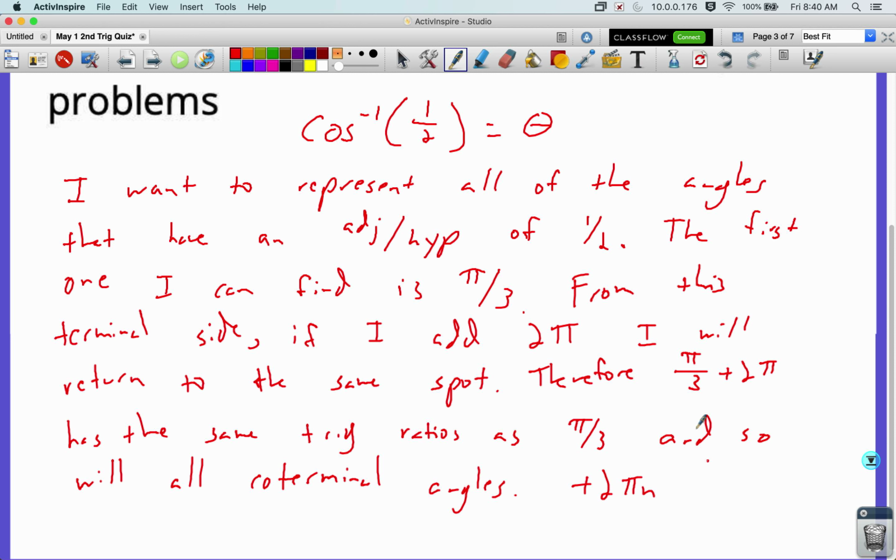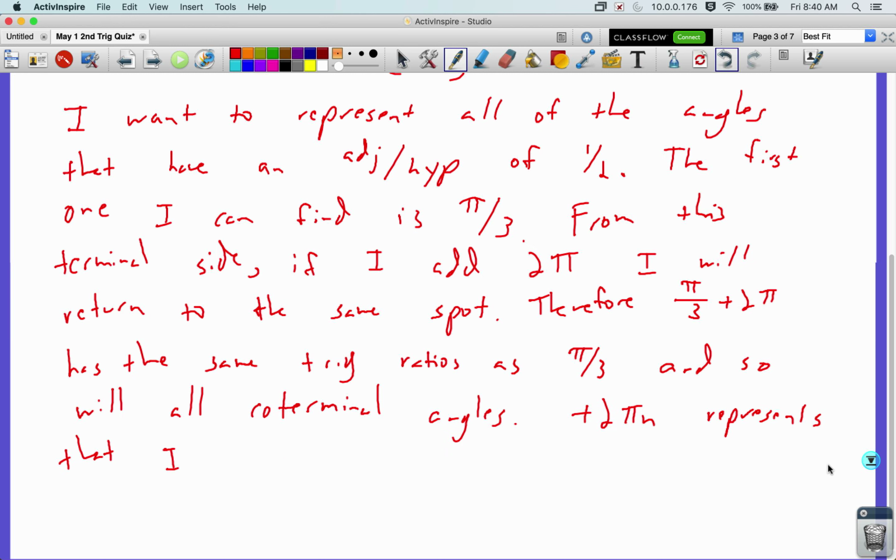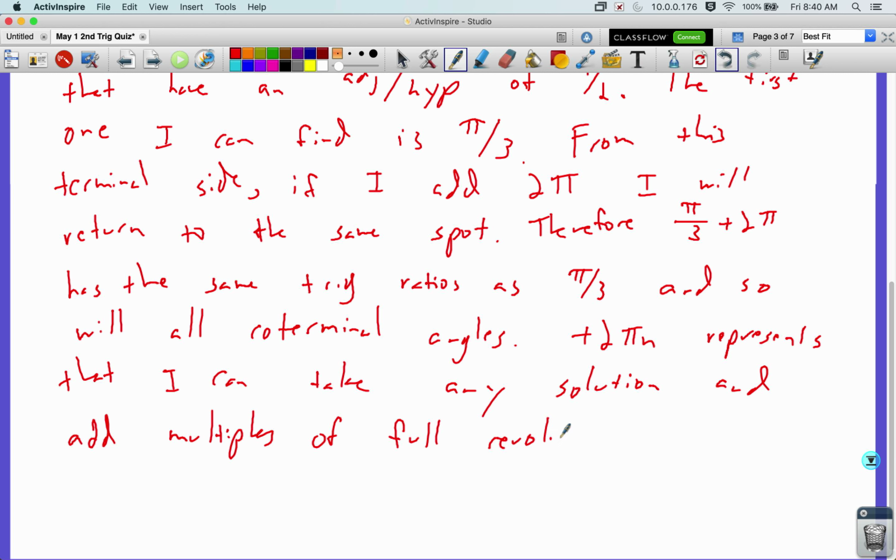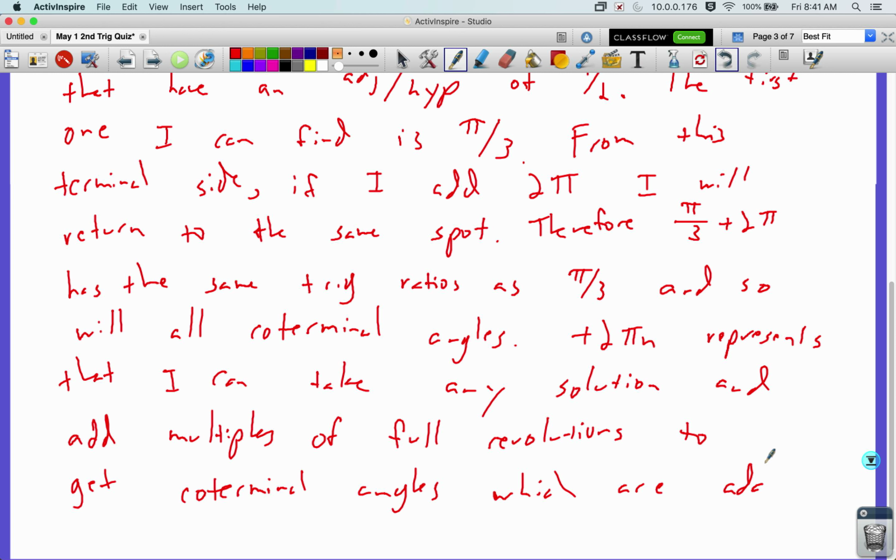Plus 2 pi n represents that I can take any solution and add multiples of full revolutions to get coterminal angles, which are additional solutions.